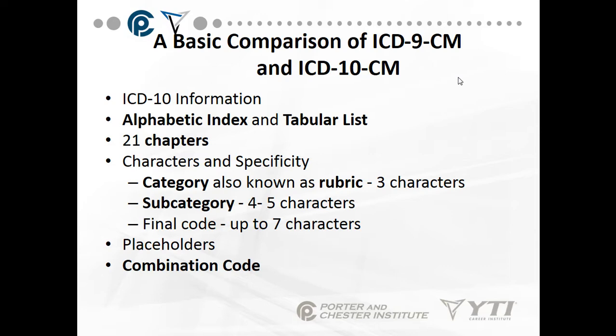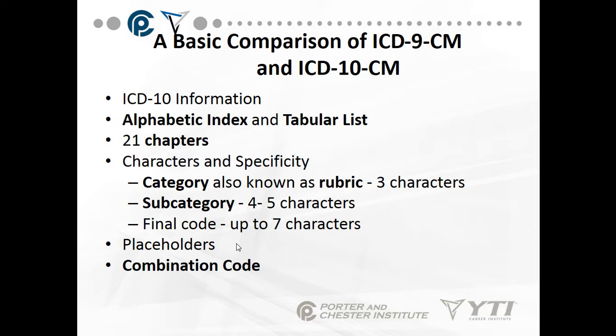Always remember this. Then we can have subcategories with 3 or 4 more numbers and characters, and our final code can be no more than 7 characters, a combination of letters and numbers. But the first 3 parts of any ICD-10-CM diagnostic code are a letter and 2 numbers. We have placeholders. So if we need to have a 7-character code and we don't have 7 parts to the code, we use an X. It's called the placeholder.